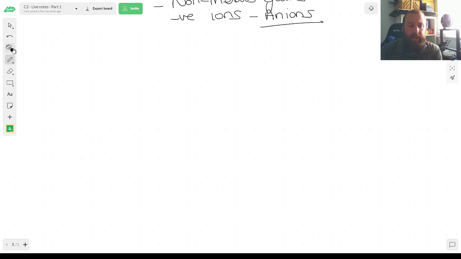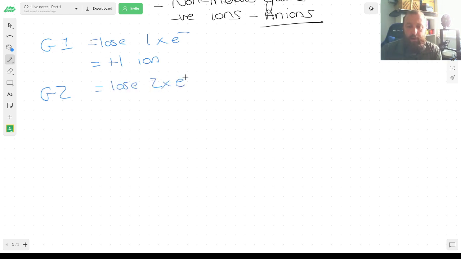As I just said, if you look at the cheat sheet from last time round, we know that if we've got group 1, we always lose 1 electron, and it's going to become a +1 ion, a cation. If we look at group 2, we're always going to be losing 2 electrons and become a +2 ion. And that's quite important. If we go the other way, group 7 is going to gain 1 electron, which means it's going to become a -1 anion.